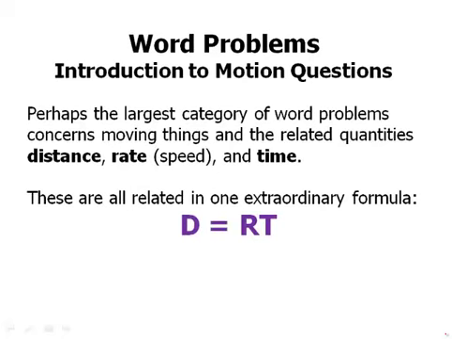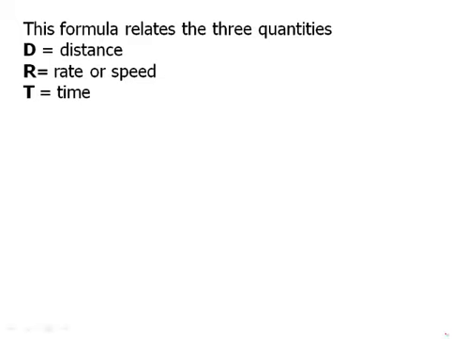Some people like to remember this as the dirt equation, thinking of it as things move on the ground and the ground is made of dirt. That helps some people to remember this formula. So in that formula, it relates D, distance, R, which is rate or speed, and T, which is time.